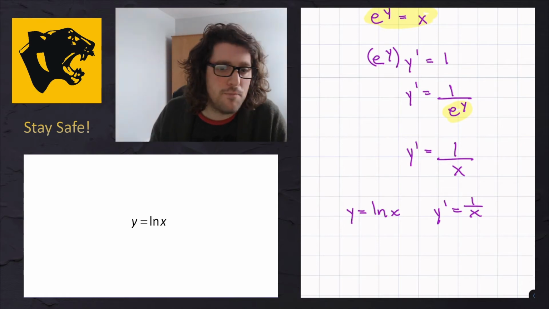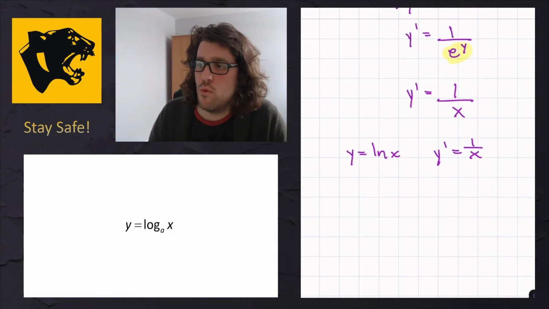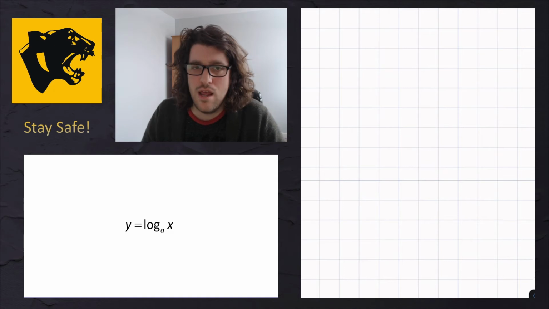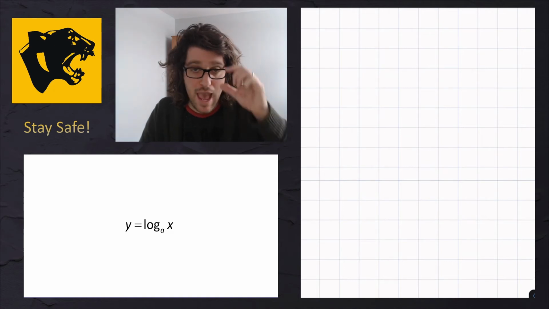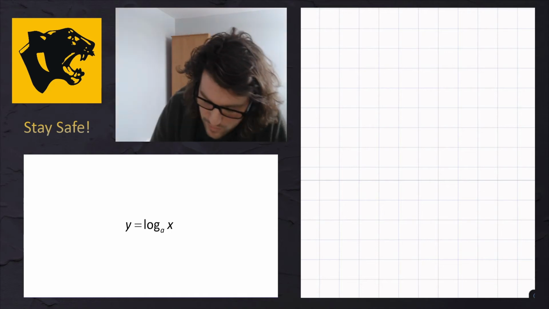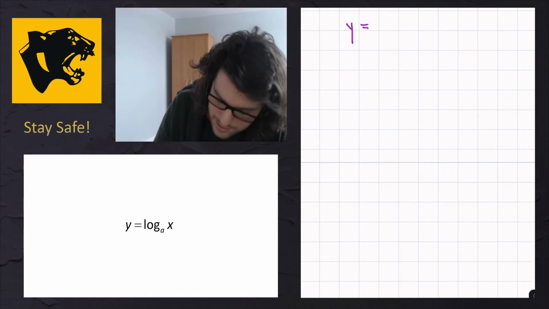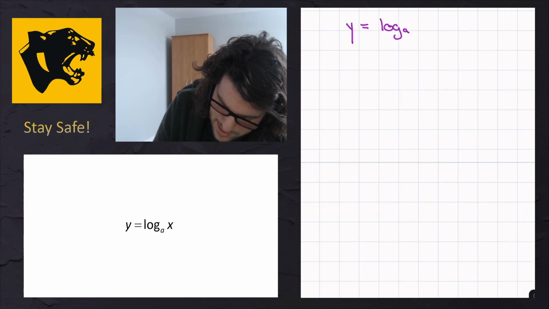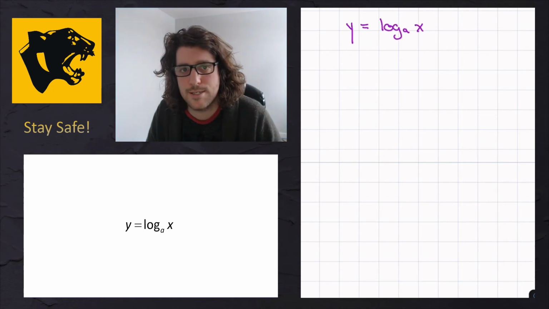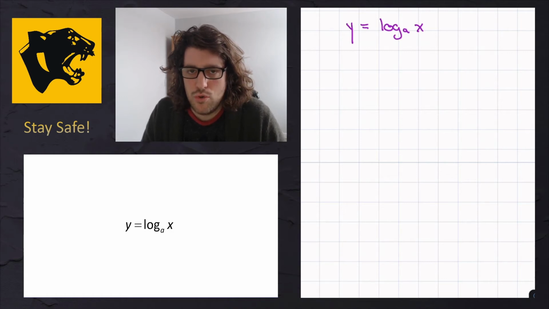All right, so we want to expand that into what would go on instead if we were to have any old base. So in this case, I put the base as being a. And so we're told that y is equal to log base A of x. All right, so I am going to do a change of base formula here.